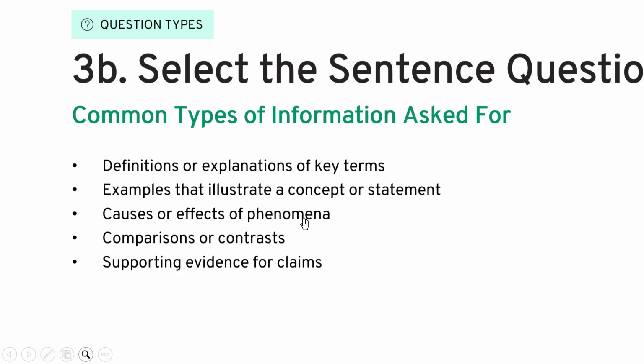Causes or effects of phenomena, or comparisons and contrast, the similarities and differences. Comparison simply refers to similarities between two points, and contrast refers to the differences between two points. Next is supporting evidence for claims. So these are the types of information asked for inside the select-the-sentence question.